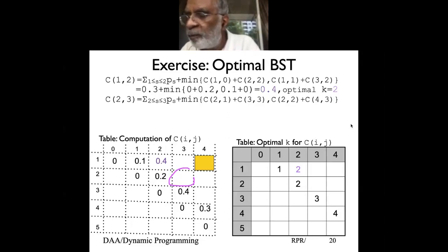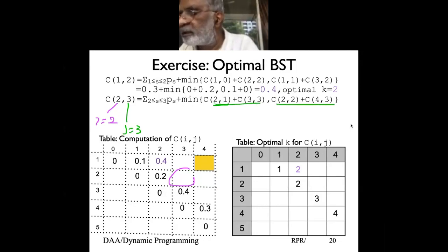C23 sum would be P2 plus P3. Now my i is 2 and my j is 3. So it will be C(i, i-1), which is C2 for k is 2. So this is k is 2 and this is k is 3.